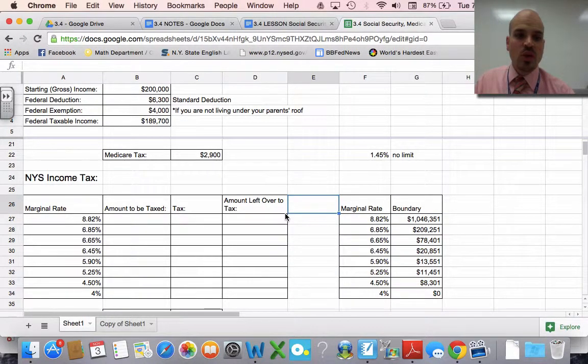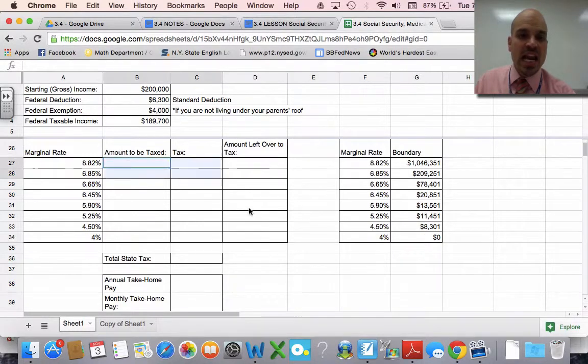So what you're going to be doing is creating the state income tax spreadsheet. This is almost identical to how you created the federal income tax chart or table, so you can always go back and figure out how to do that. And then you will get your total state tax.